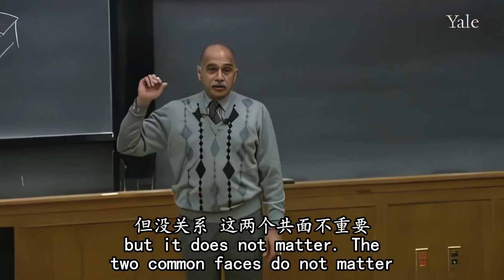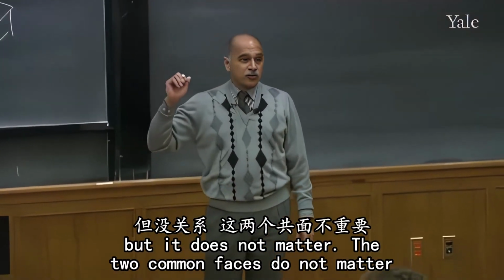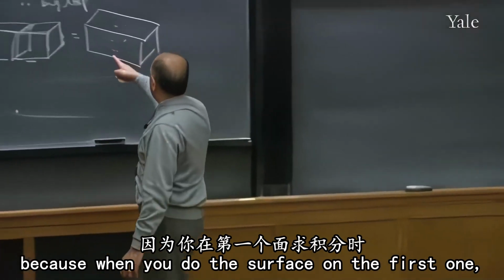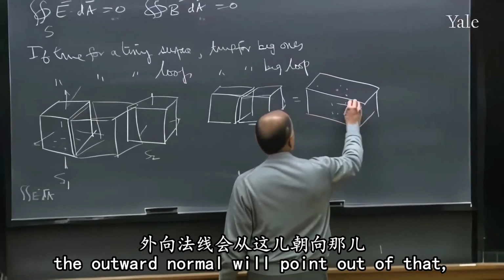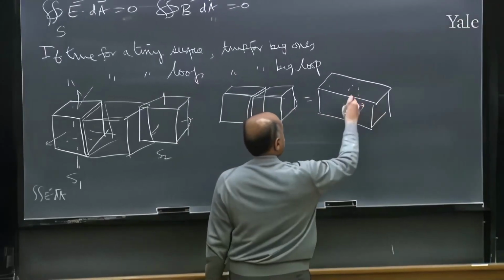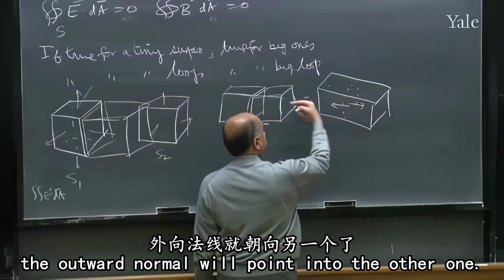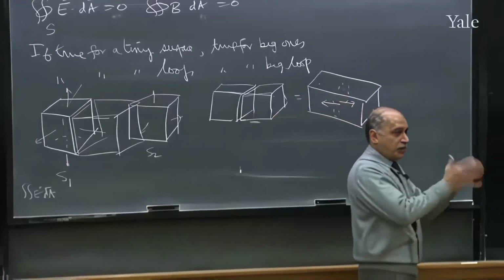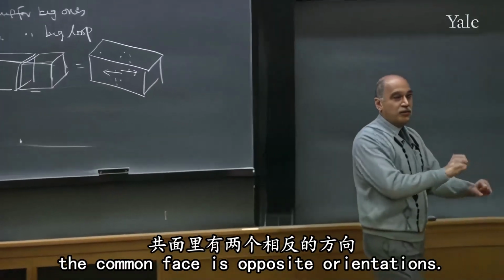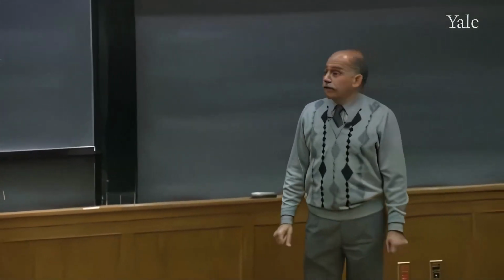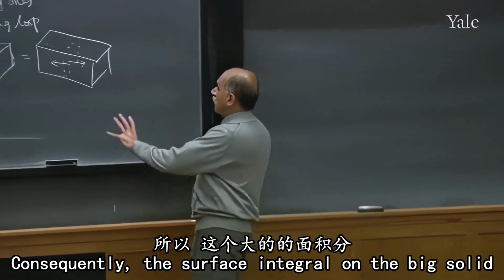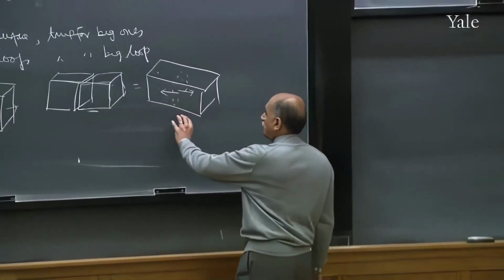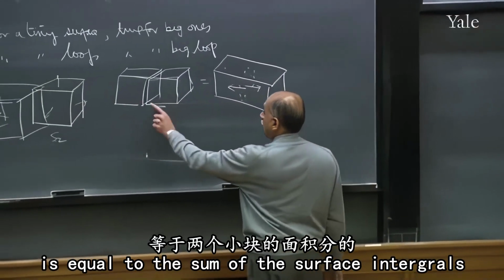But it does not matter. The two common faces do not matter because when you do the surface integral on the first one, the outward normal will point out of that, whereas if you do it on the second one, the outward normal will point into the other one. So when you glue them together, the common face has opposite orientations. Consequently, the surface integral on the big solid is equal to the sum of the surface integrals in the two small solids.